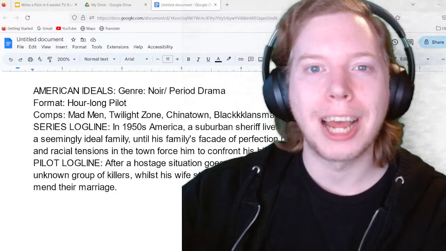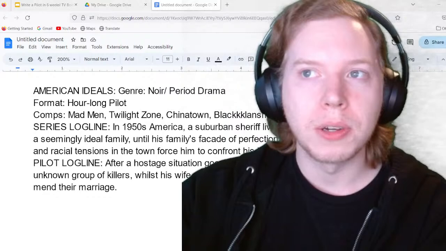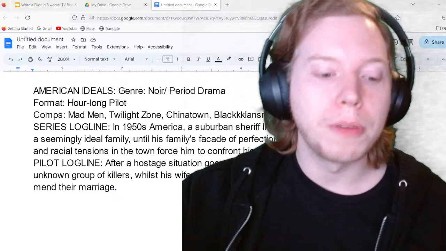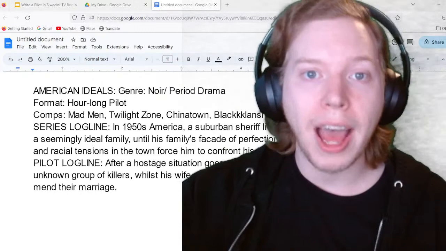And I can see the comparison to Black Klansman now or something like that. I see what you're going for, and it's an interesting idea. But it sounds like you need to work that into your series logline. And your series logline might be something like, when his peaceful home life is shattered by the arrival of a hate group that threatens to expose his secret biracial identity, something like that, right?